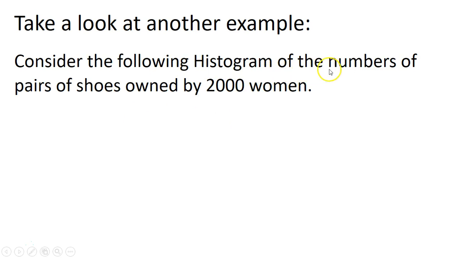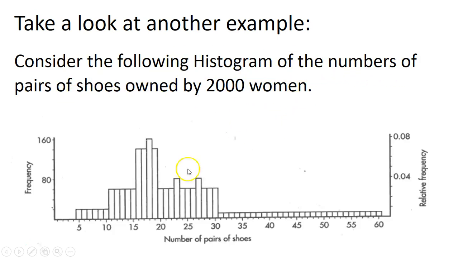Consider the following histogram of the number of pairs of shoes owned by 2,000 women. All right, so look at this. I have the frequencies of both. Here are the counts. Here are the relative frequencies, which is basically like your proportion, your percentage of them. This is 1, 2, 3, 4%, 5, 6, 7, 8%, and this is your counts for it. It works for both. Do we see it works for both?